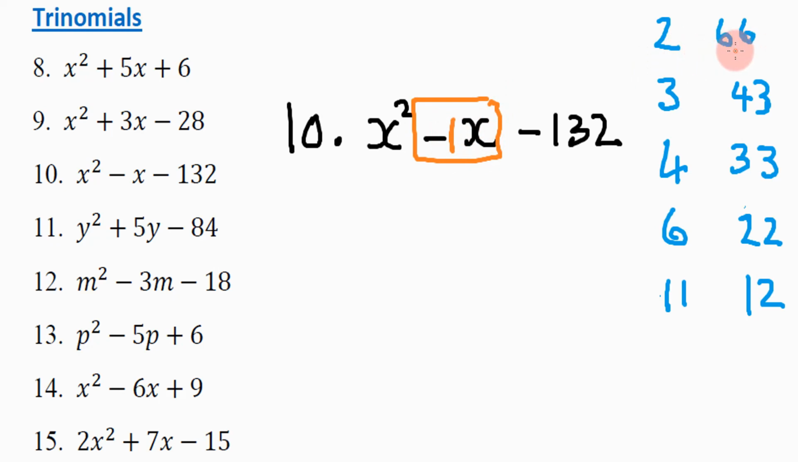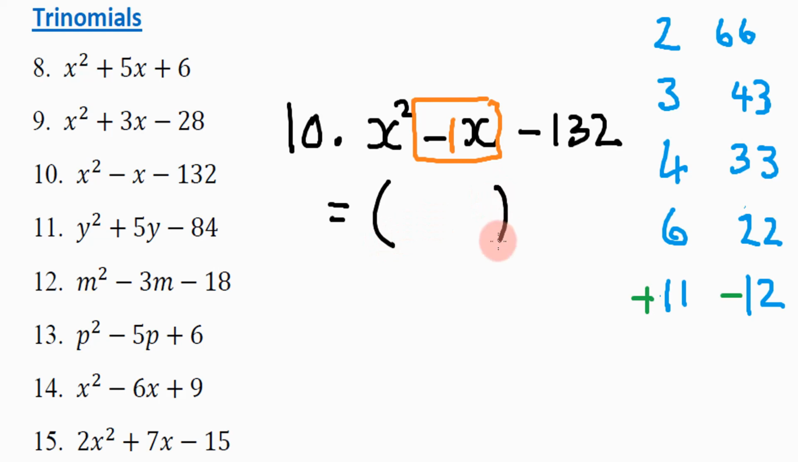2 and 66 can never give us negative 1, whether we add or subtract them. Neither can 3 and 43, 4 and 33, and 6 and 22. 11 and 12 can give us negative 1 if the 12 was negative and 11 was positive. We check that when we multiply these two numbers, we get negative 132. So positive 11 times negative 12 does give us negative 132. So we know that this set of factors works.